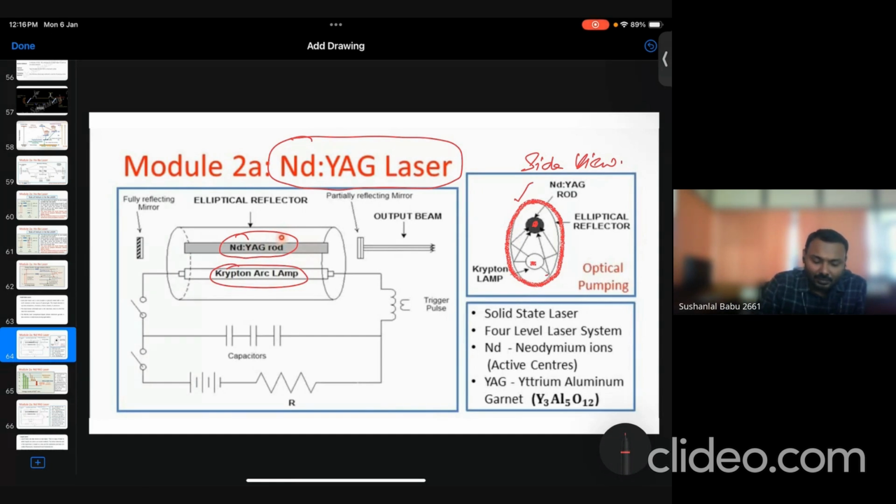That is the process happening in this particular neodymium YAG laser. So this is the medium, the entire thing is there. The power source is there, the active center is there, and you can see mirrors: a partially reflecting mirror on one side and a fully reflecting mirror on the other side. This is common. The only thing is that it is a solid type laser.